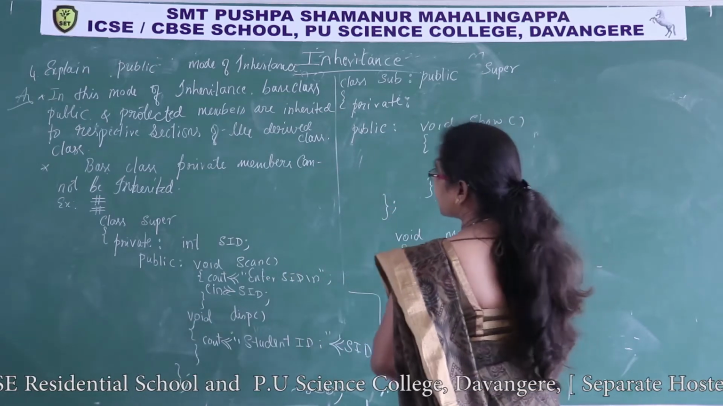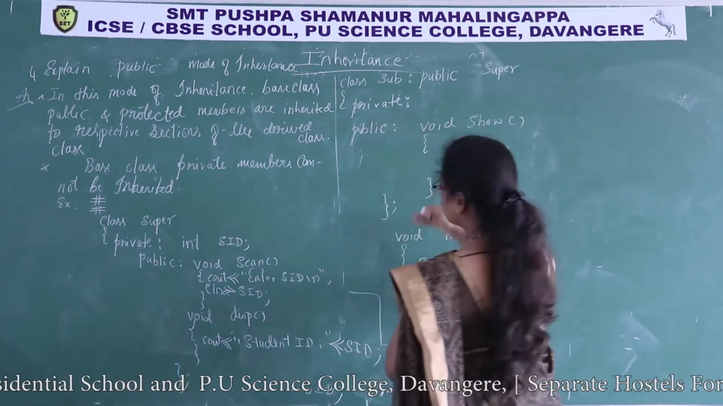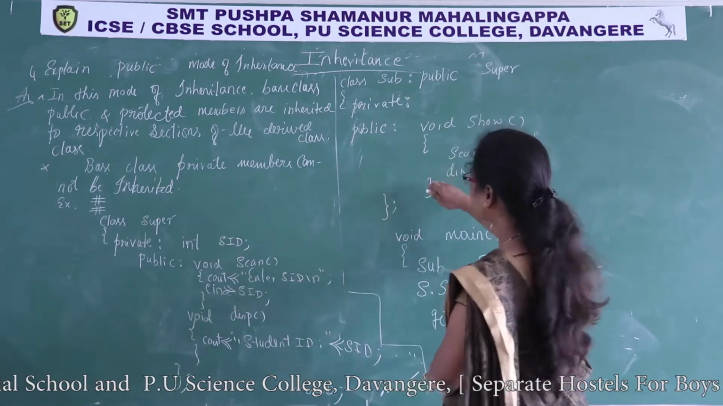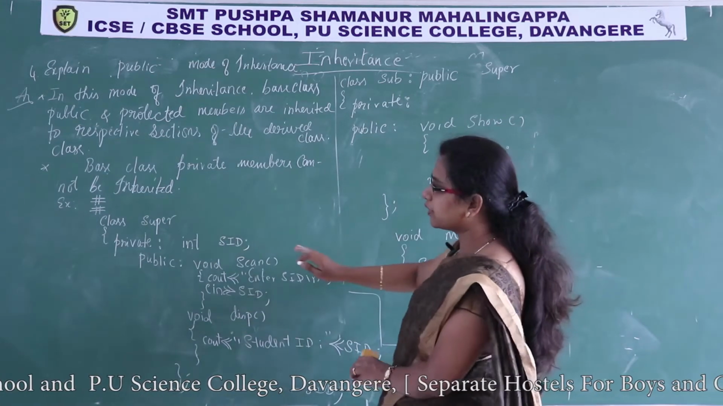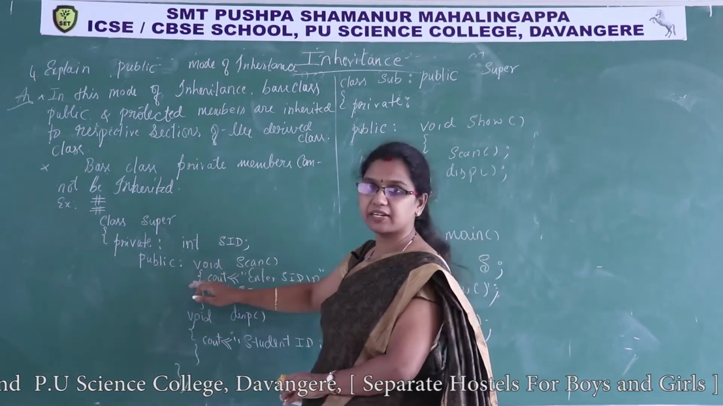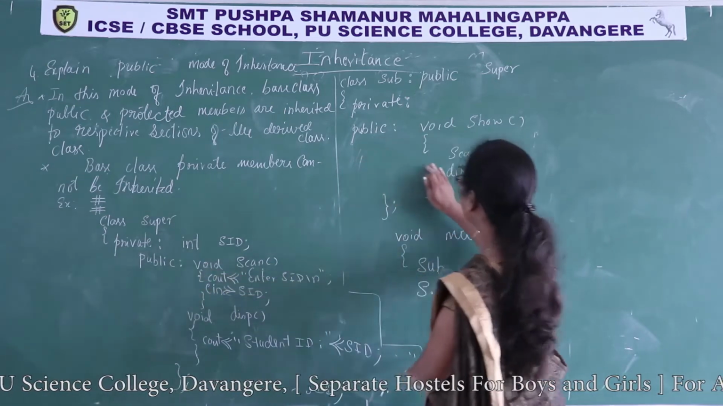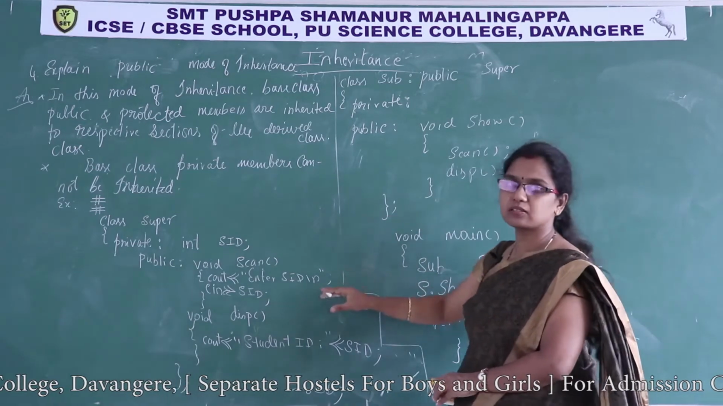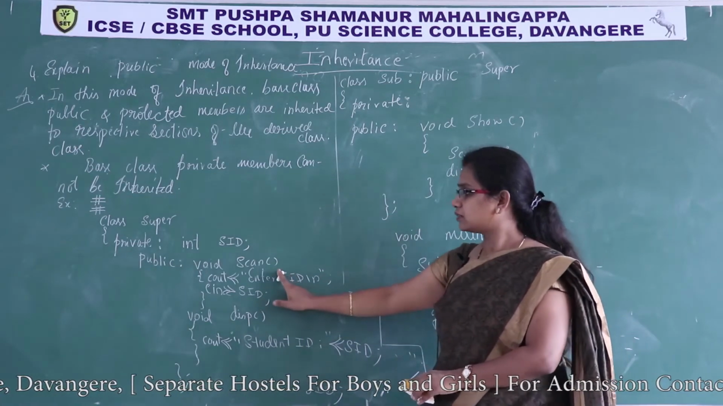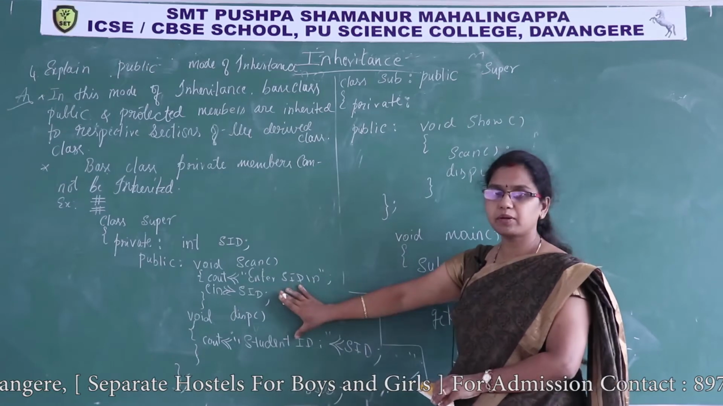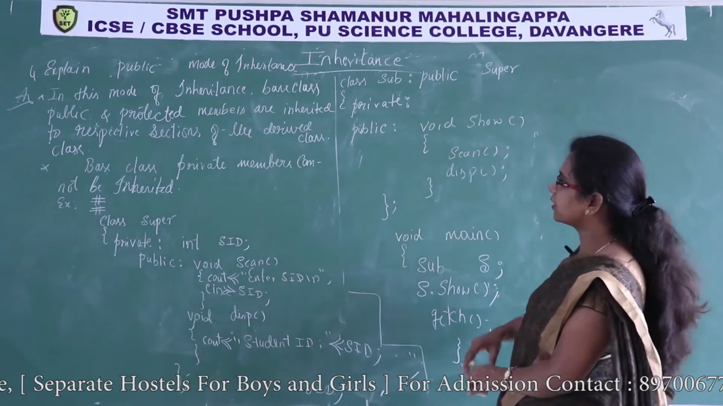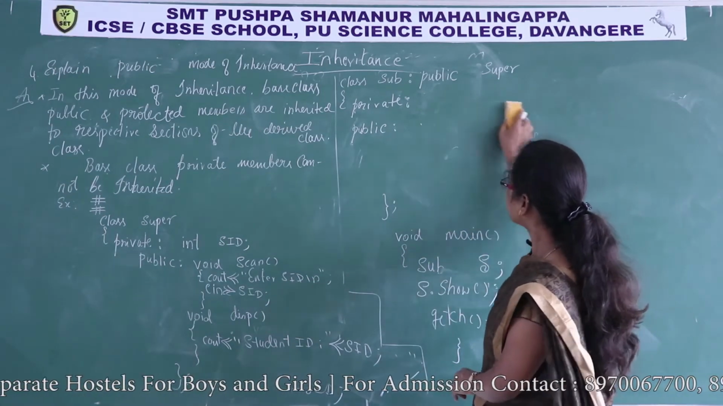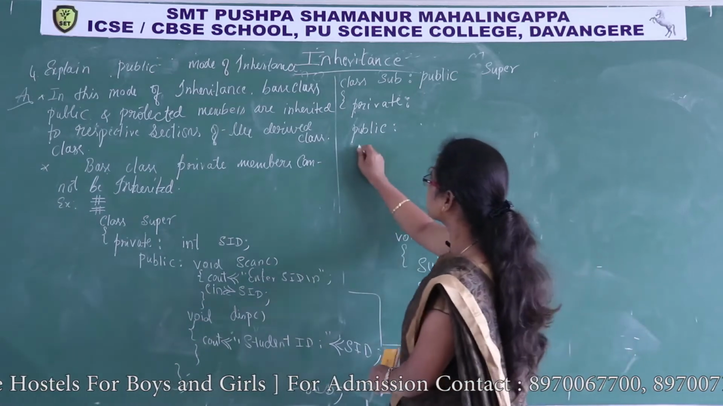Base class protected and public members go to protected and public members of the derived class. In this example, I did not take a protected member, I have taken a private member. Here, private members cannot be inherited. Then what are the things going to be inherited here? Scan and disp, and public members become public members of the derived class. So I should not write anything here. Simply I'll close the class.